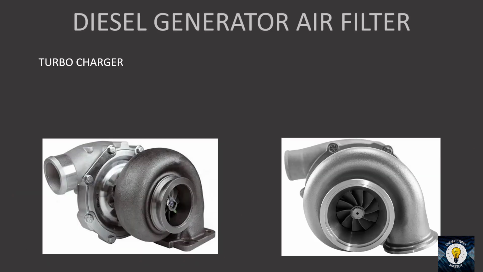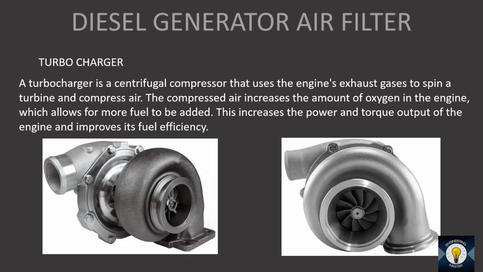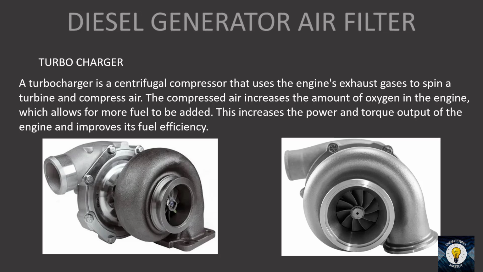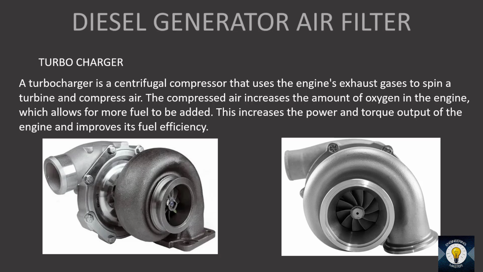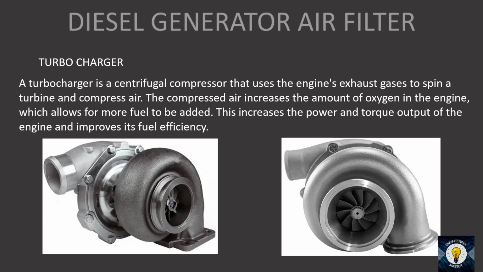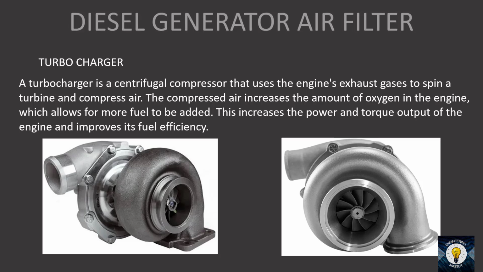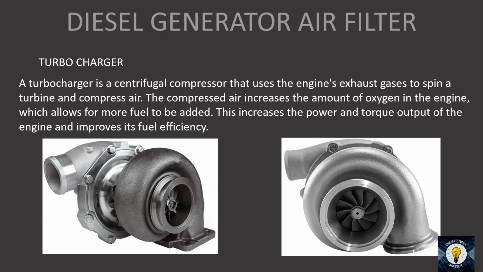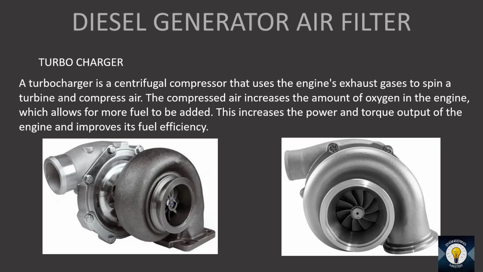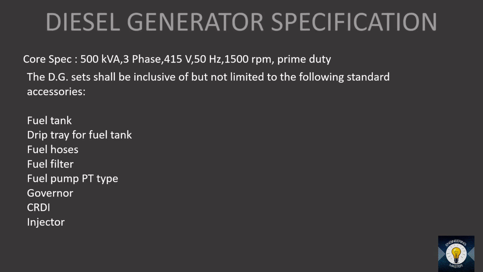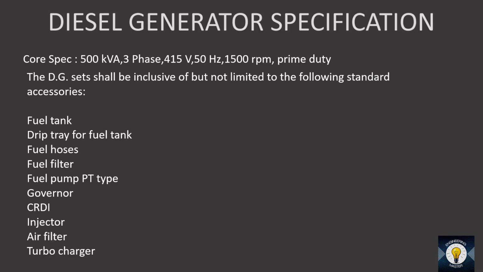Another important part for air intake is the turbocharger. What is a turbocharger? A turbocharger uses exhaust gas from the engine. There will be exhaust smoke and gases from the engine, right? So the turbocharger uses these exhaust gases to spin a turbine and compress the air. This compressed air increases the amount of oxygen in the air. So more fuel can be added to the engine, and it will increase the power and fuel efficiency of the engine. So along with the specification, I am adding air filter and turbochargers.